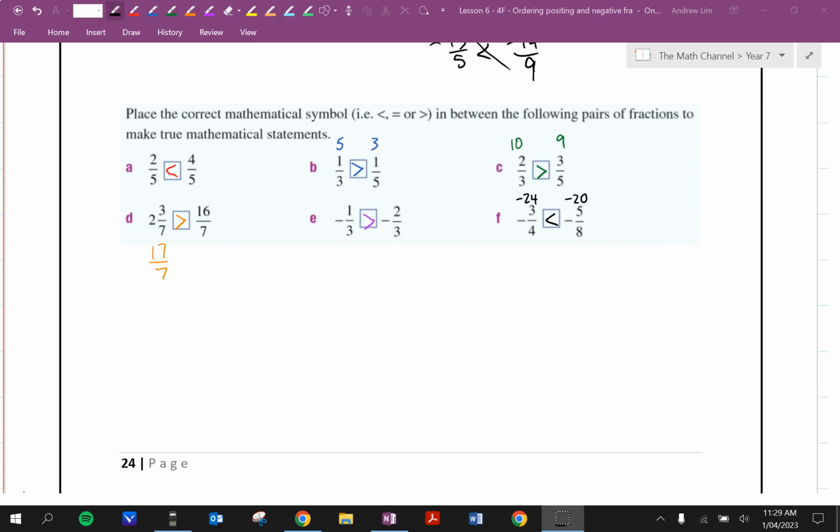Question C, 2/3 and 3/5. Cross multiply again. 2 times 5 is 10. 3 times 3 is 9. Point at the smaller one.